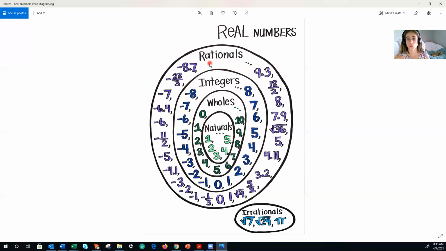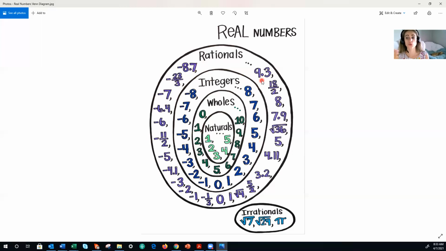The one trick is with decimals, they have to be able to be rewritten as a fraction, which means either the decimal terminates, so that means it stops. That would be like this number right here, -8 7/10, or 9 3/10. That's a terminating, a stopping decimal.